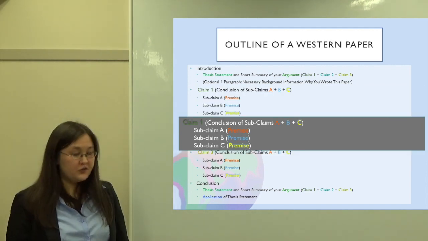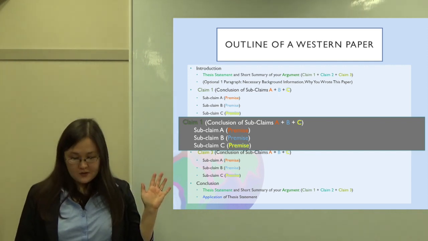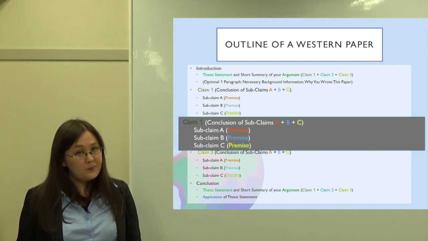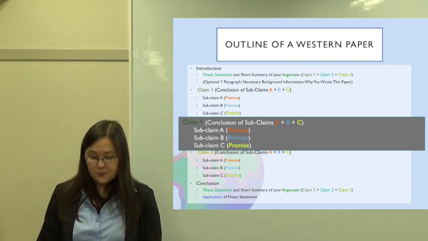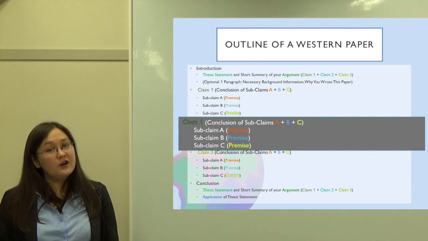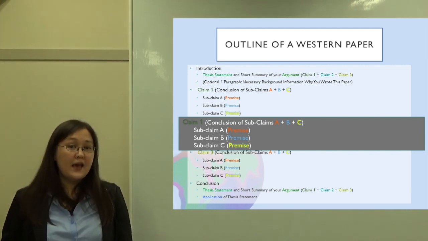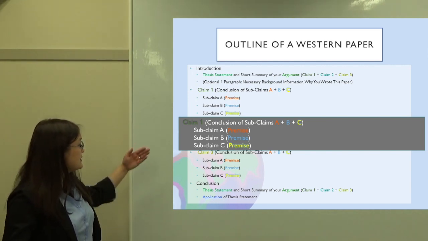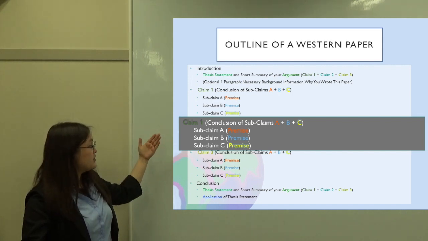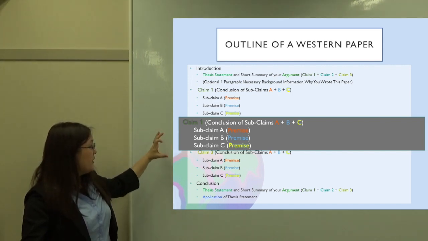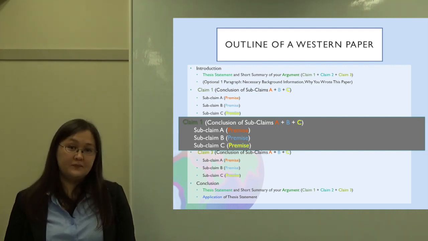So after you do your introduction, then we get to claim 1. I've blown it up, made it larger in the gray box. So claim 1, this is your conclusion, of course. As you may remember from when we did the logical arguments, every argument that is logical has premises and a conclusion. So a simple common style is to have 3 premises. These are the subclaims A, B, and C. And these 3 together go into the conclusion, which is claim 1.